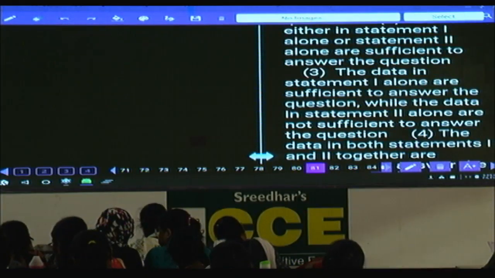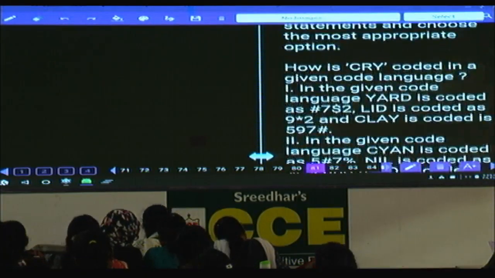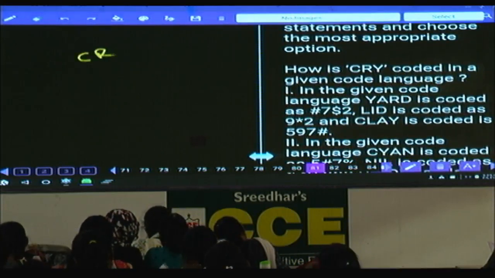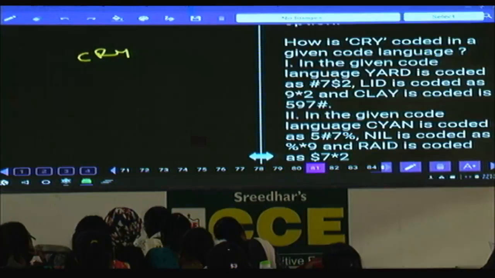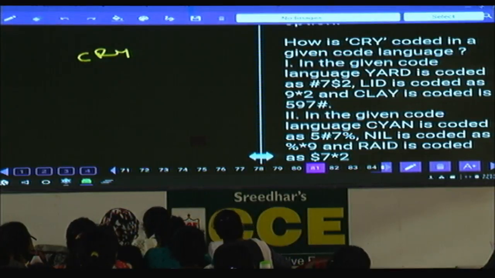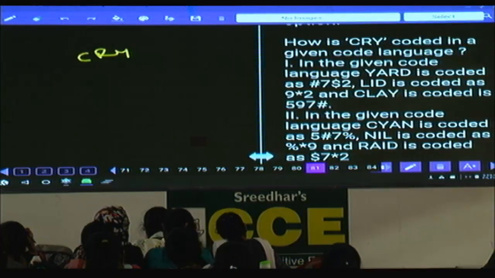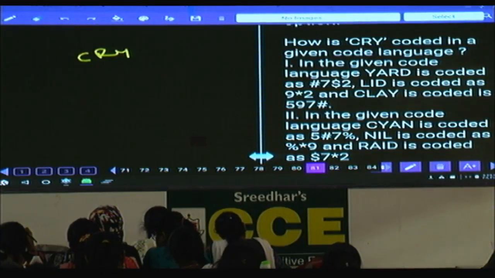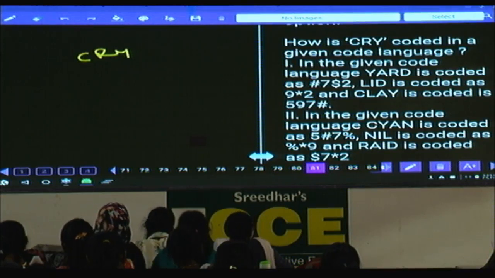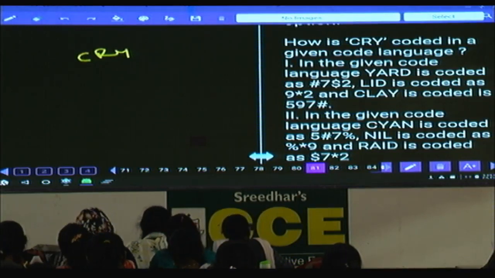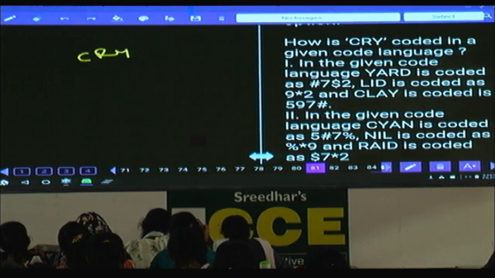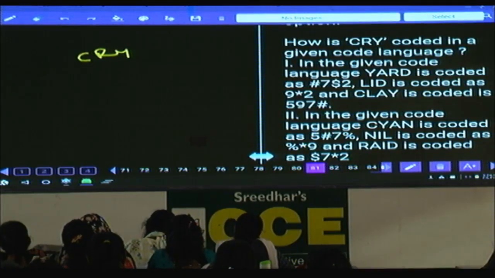Now, coding and decoding. In this coding decoding, how is CRY coded in this code language? In the given code language, yard is coded as LID. Now the last letter is D. As the last letter is D, what is the last code here? 2 is the last code. As 2 is the last code and D is the last letter, what can you infer from this? The letters and the codes are directly given.